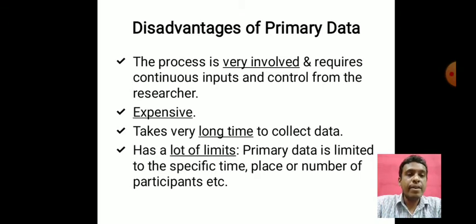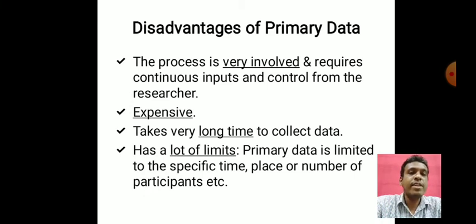Then it has some other limitations also. That is, primary data is limited to a specific time. Whatever data you are collecting is related to only this time. Many times in a research we write the limitations: the data was collected in such a period, in such a location, and from such participants. So this data may not be applicable or generalized for all the locations or at all the times. So this becomes the limitation of primary data.